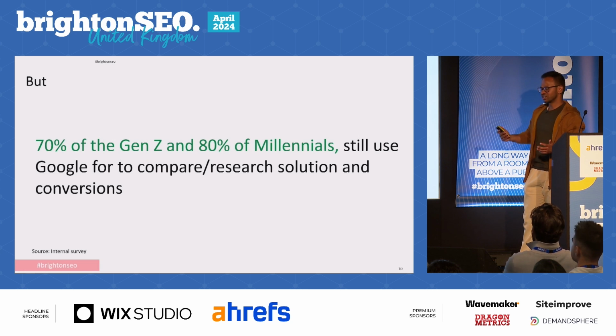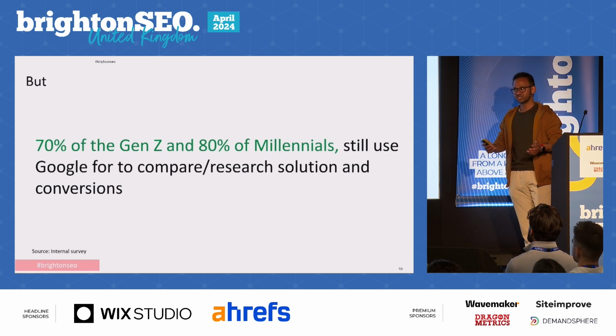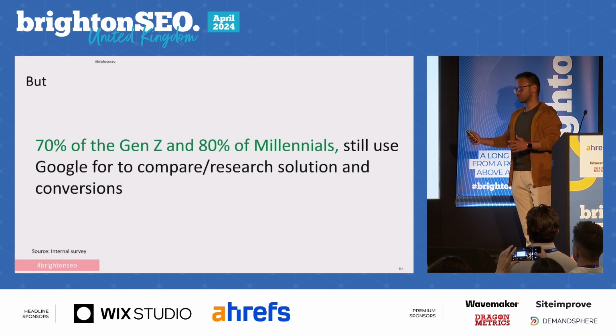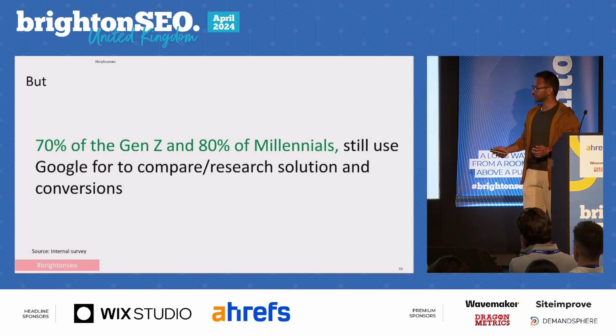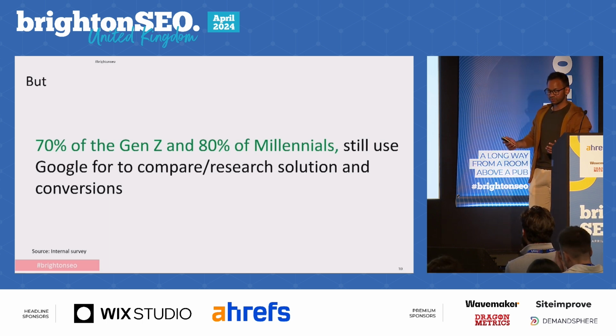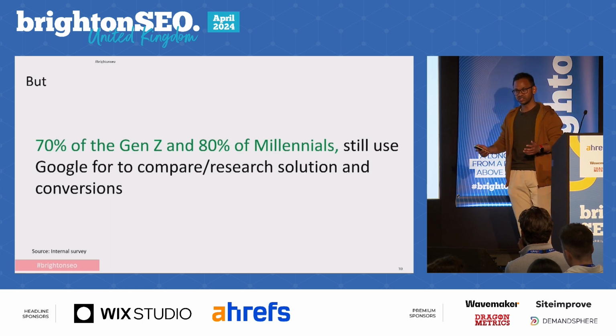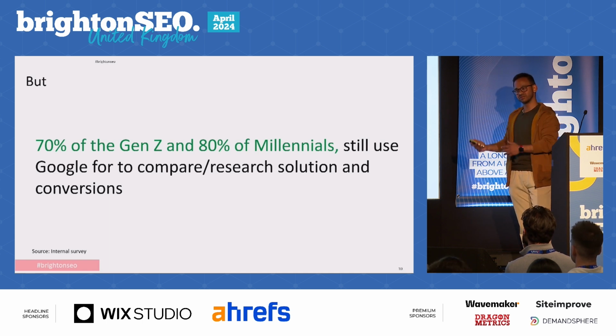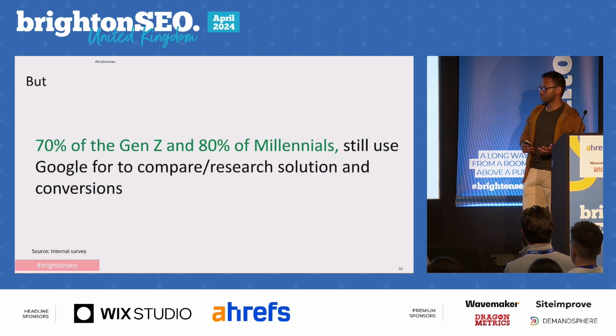But then I asked internally. We have so much Gen Z at my work, and we also have access to students because there are students staying at the hotel, but also a lot of millennials working together. A lot of them, 70% of Gen Z and 80% of millennials, still end up in Google to do a deeper dive and to finally make the conversion. So yes, people start their journey somewhere. That could be social media, but they eventually end up in Google or another search engine.